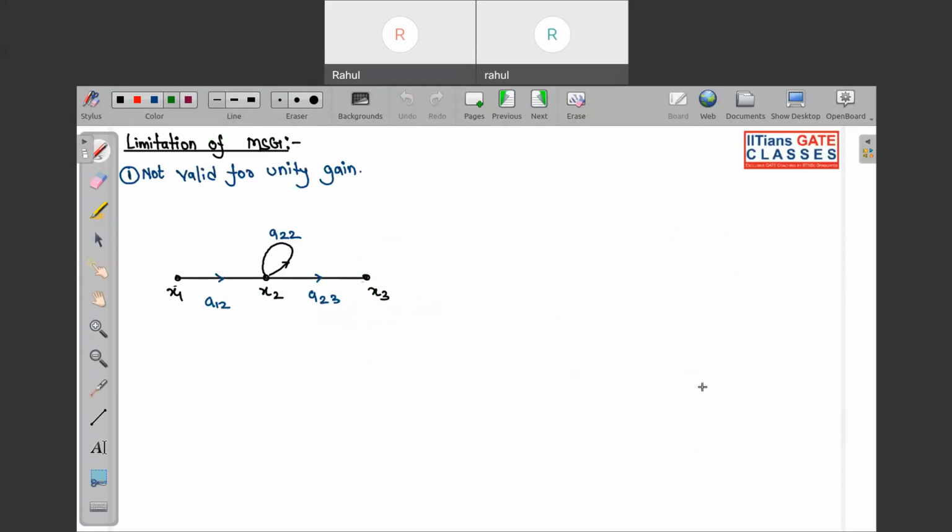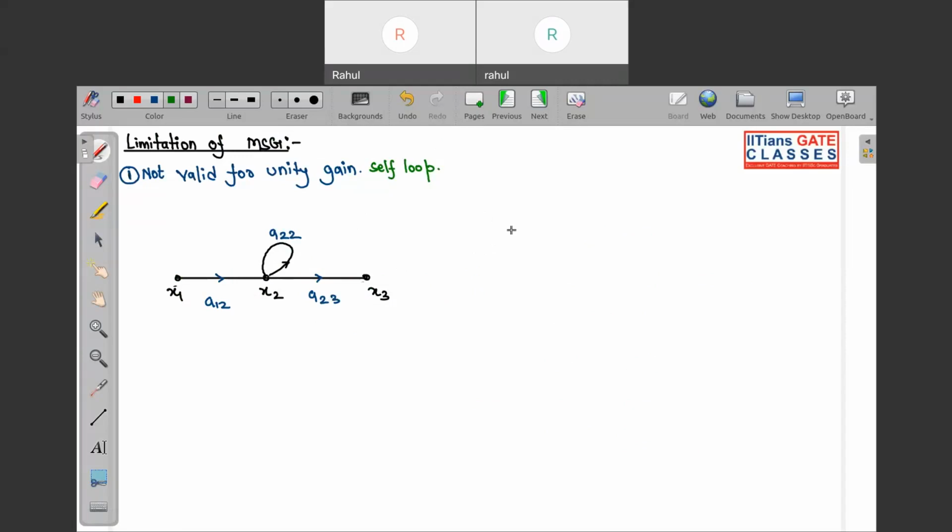We have the limitation of Mason gain formula. So Mason gain formula is not valid for a unity gain self loop. Now what is this self loop? A self loop is a loop which starts and terminates at the same node. Okay. So here you can see we have a self loop. So now whenever we have a self loop with unity gain, with Mason gain formula we cannot actually derive the transfer function. So look over here.